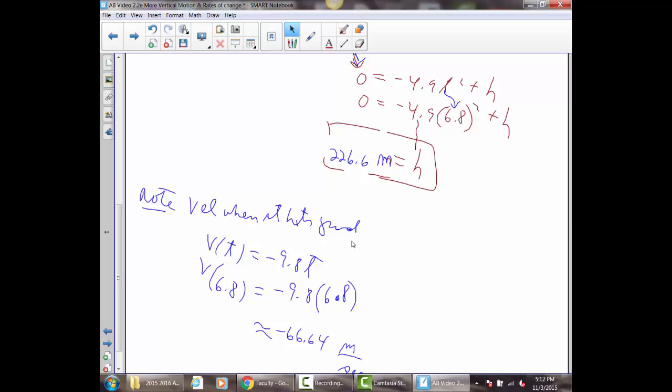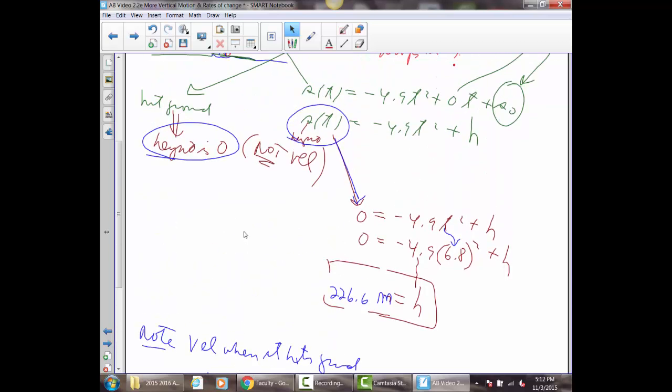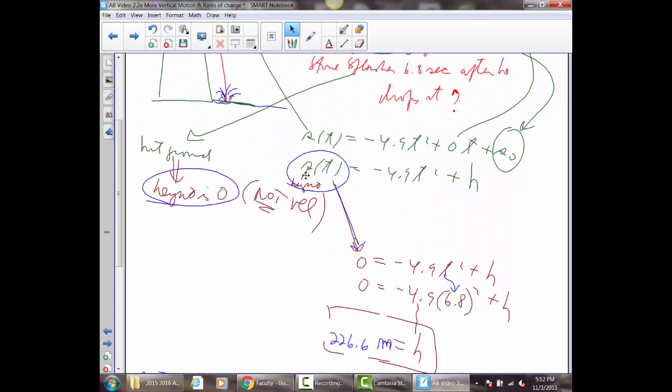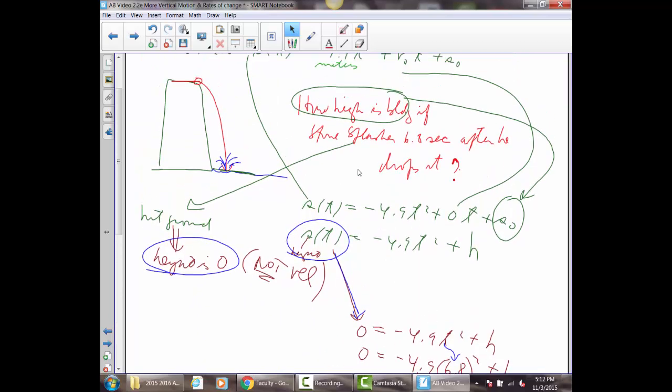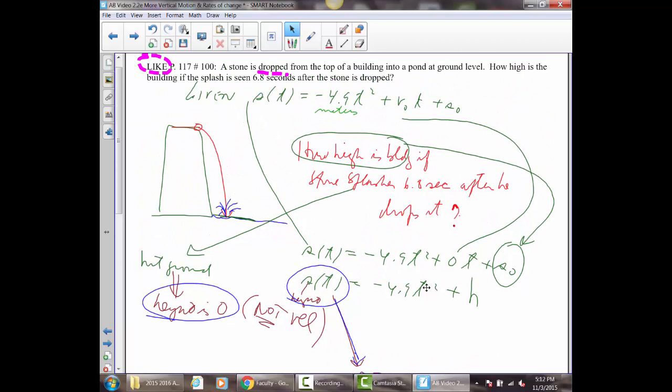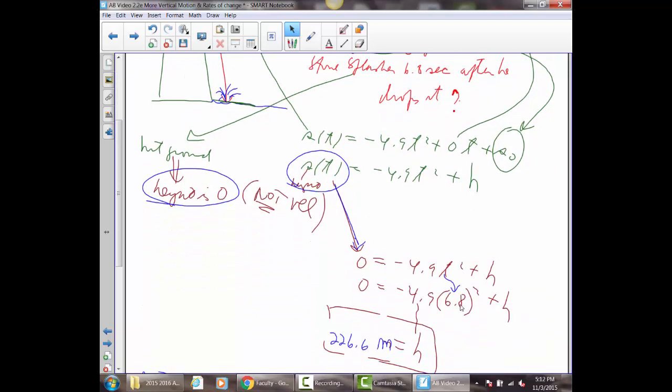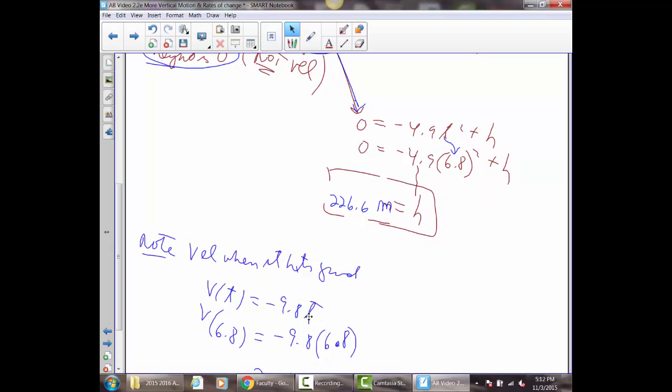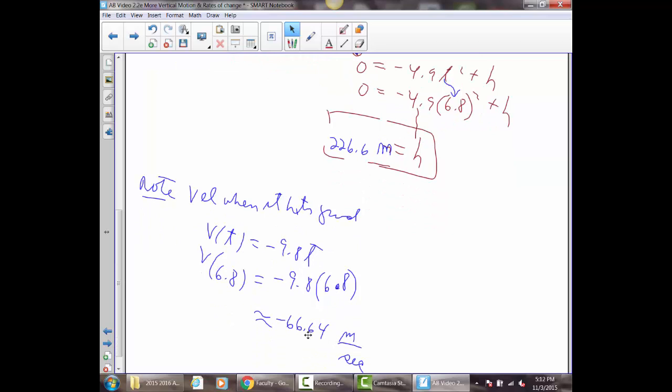Okay, if they asked you what's the velocity when it hits the ground, we know it hits the ground at 6.8 seconds. The velocity, of course, is the derivative of this position function. So the derivative of our position function is negative 9.8t plus 0, because the initial height is just a constant. So negative 9.8 times the 6.8 seconds would give me that just before it hits, it's traveling at negative 66.64 meters per second. In other words, if you were standing in the way.